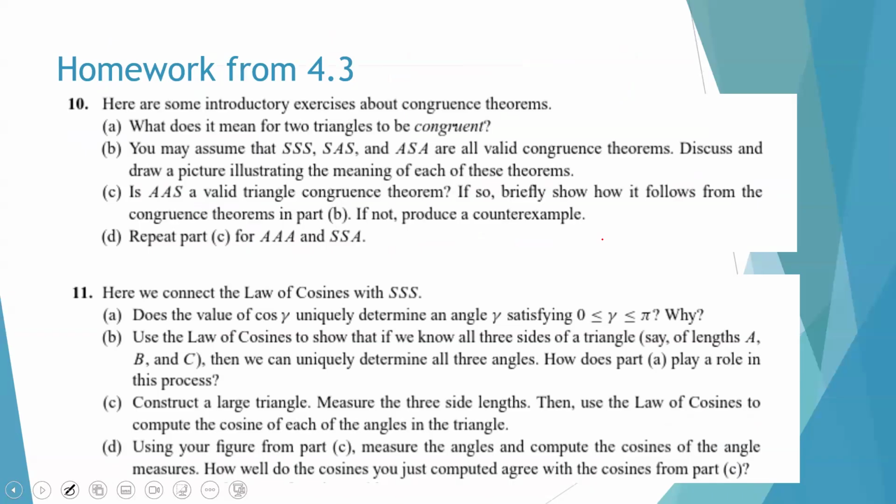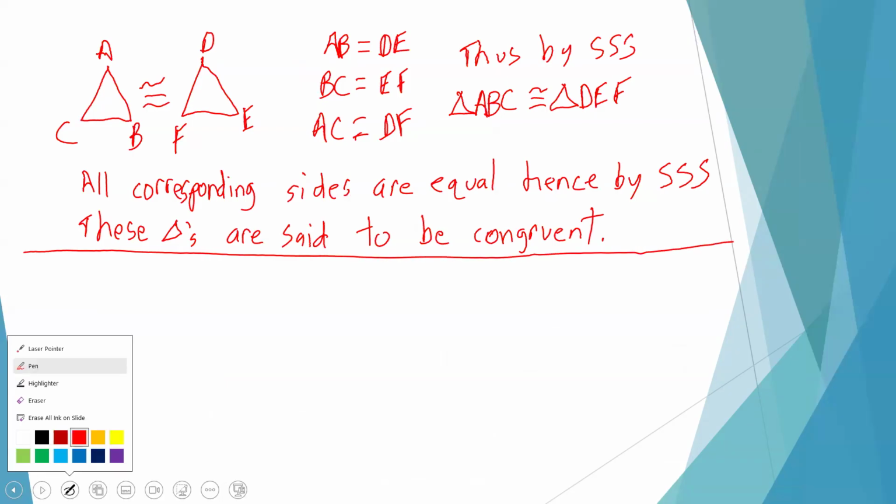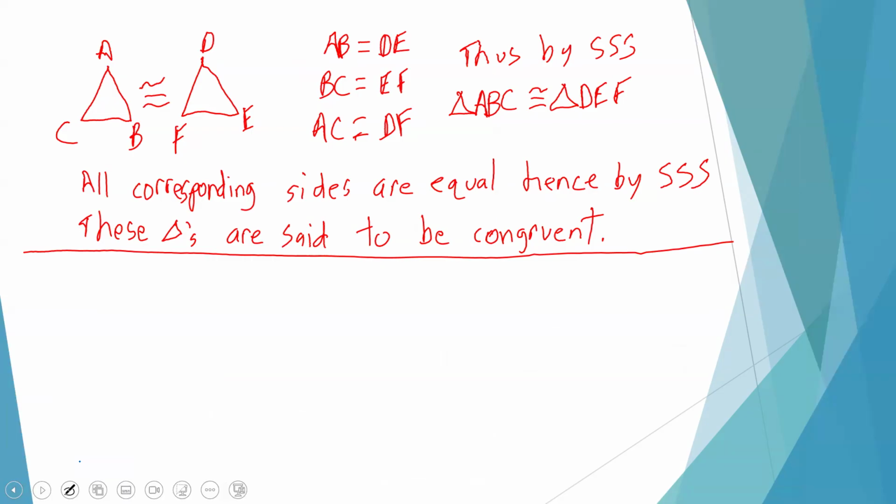And then C says, is angle, side a valid congruence? If so, briefly show. So the question is, is it? And repeat the process with angle, and side, angle. Okay, so let's go back. Is angle, side? Ooh, that's a good question. Is angle, side? Let's see. Maybe do this in a different color too. Let's use that color. Okay. All right.